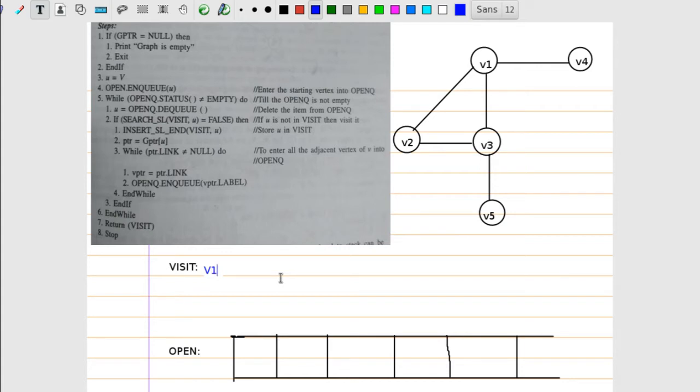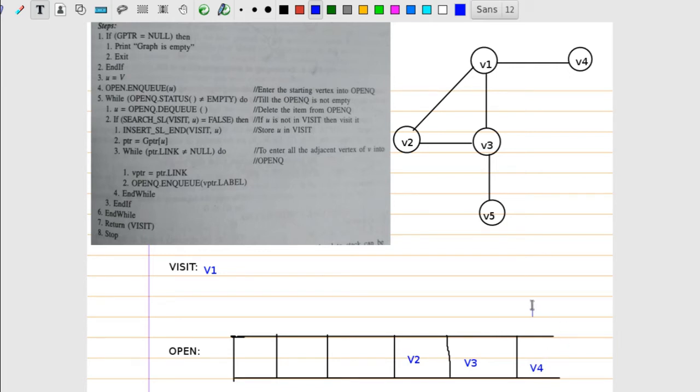Then we will take the neighbors of V1. The neighbors of V1 are V2, V3 and V4. So the queue now holds V2, V3 and V4. Next we will remove the next element, that is V4.